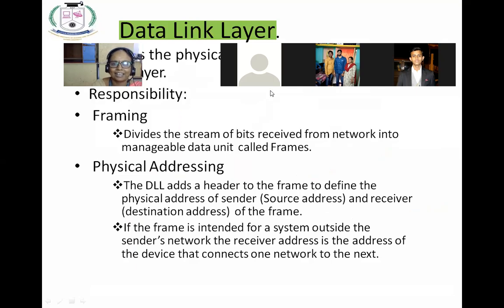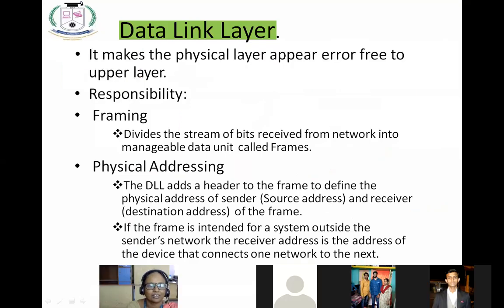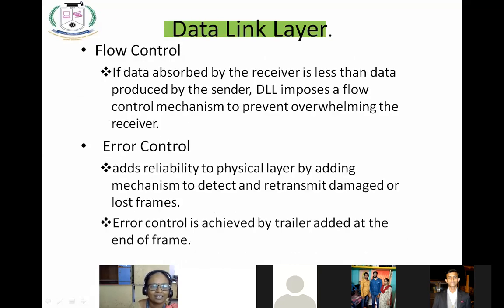This is the theory it is giving. I told you about framing, which divides the stream of bits from the network into manageable units called frames. You all know that the source address and destination address will be there, so it is used to connect from one network to another network. The data link layer is also responsible for flow control and error control.